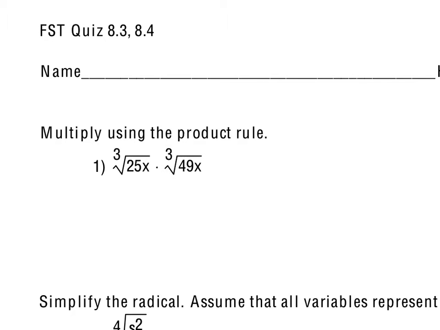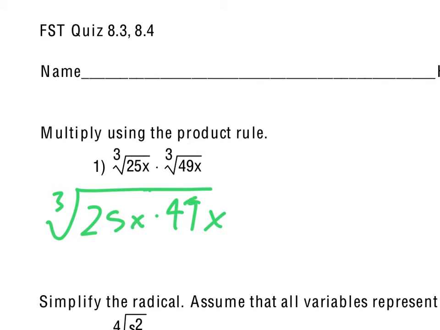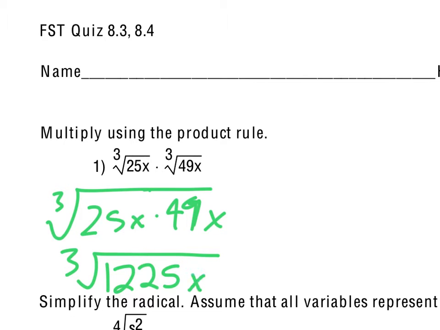So first of all, since these are both cube roots, we can go ahead and multiply their radicands together. So we get the cube root of 25x times 49x. And so we can multiply the 25 and the 49 together, that gives us 1,225, and multiply the x's together, that gives us x squared.